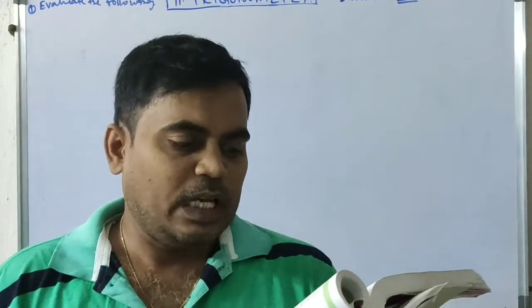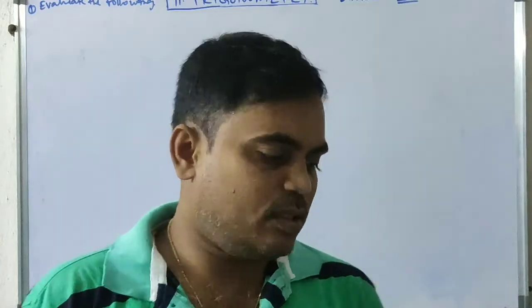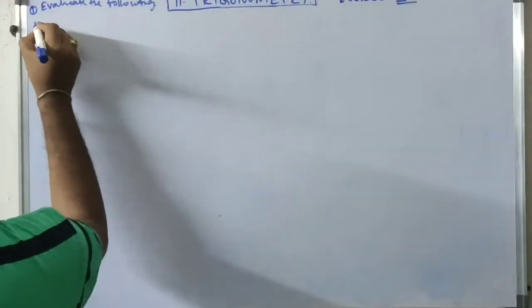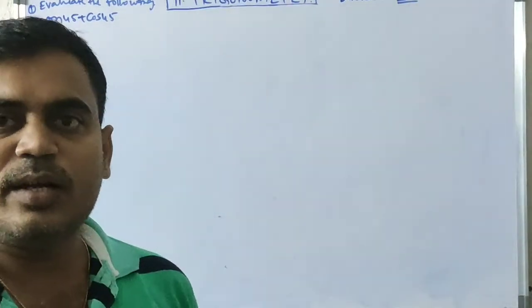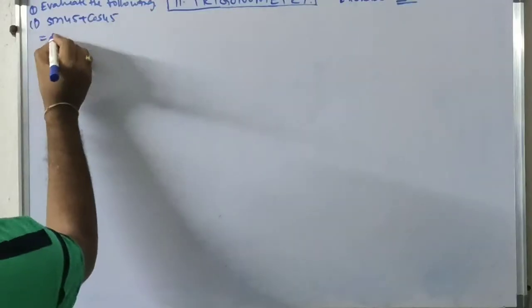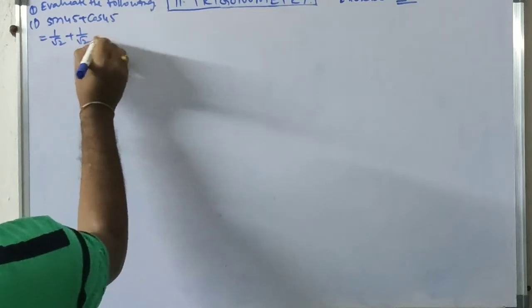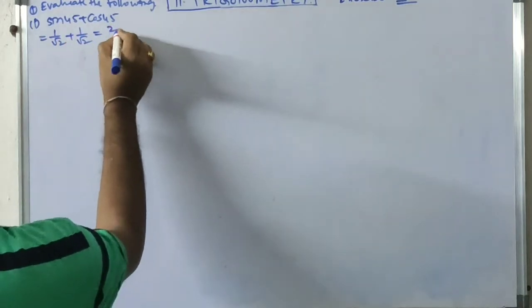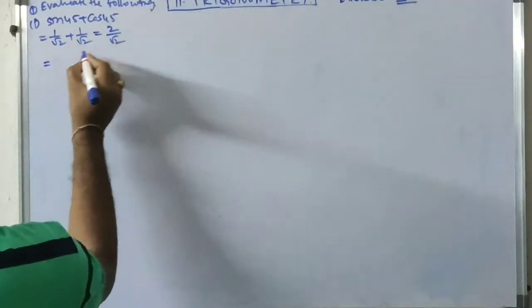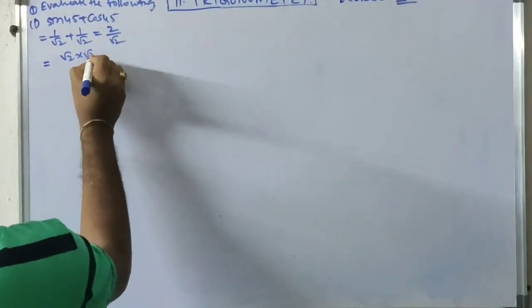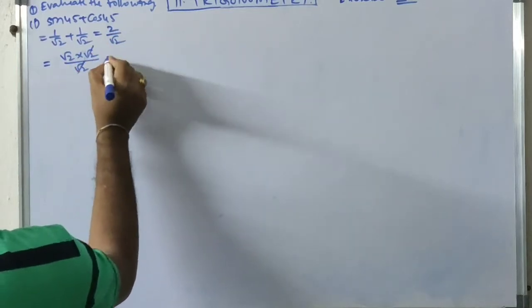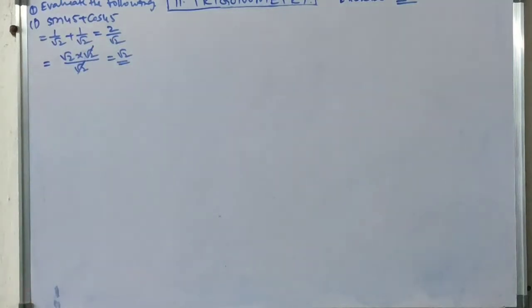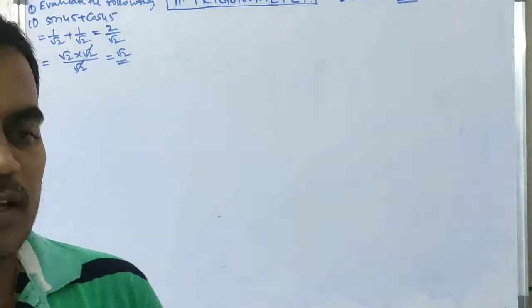Exercise 11.2. Evaluate the following. First question, first one: sin 45 plus cos 45. According to the table, sin 45 value is 1 by root 2. Cos 45 is also 1 by root 2. 1 by root 2 plus 1 by root 2 is 2 by root 2. This 2 we can write as root 2 into root 2, root 4, divided by root 2. One of the root 2 gets cancelled, the answer is root 2. So this is the value of sin 45 plus cos 45.